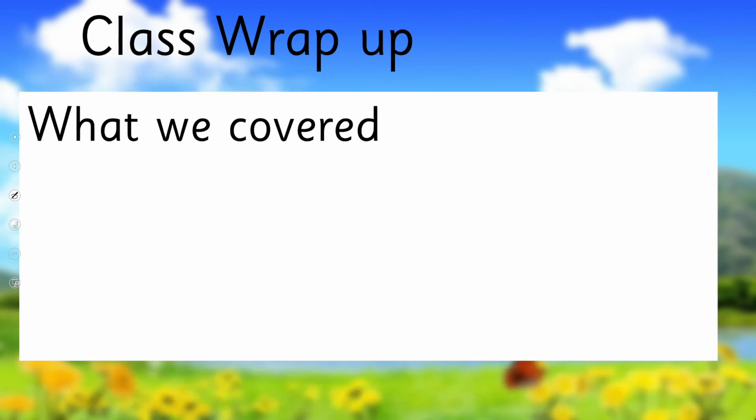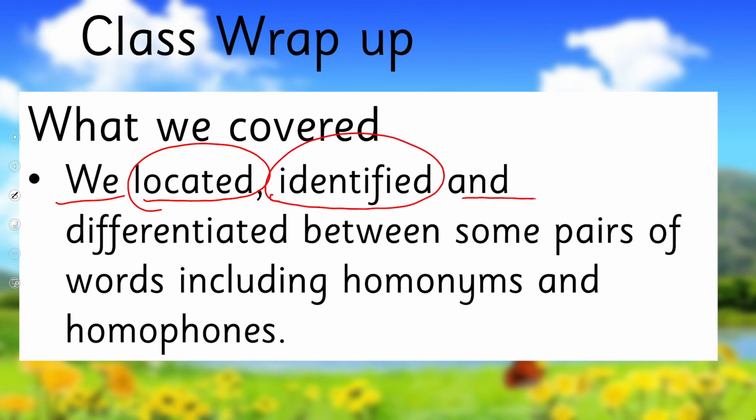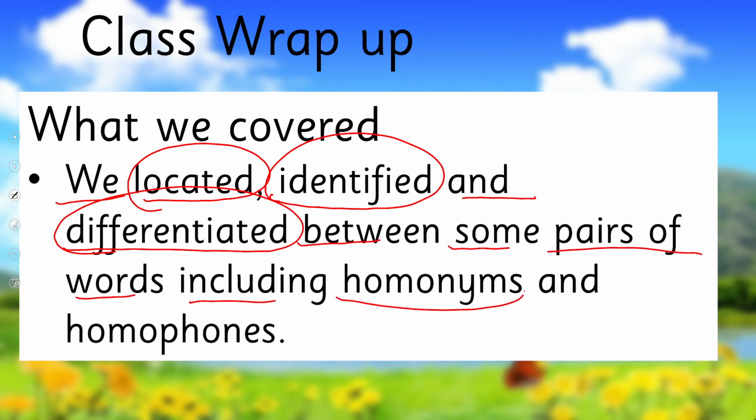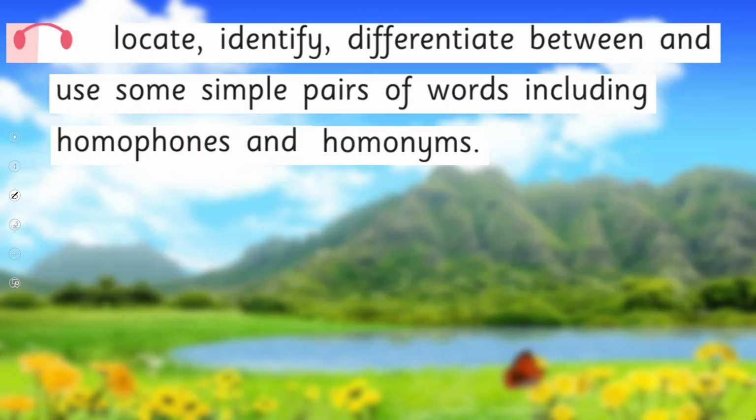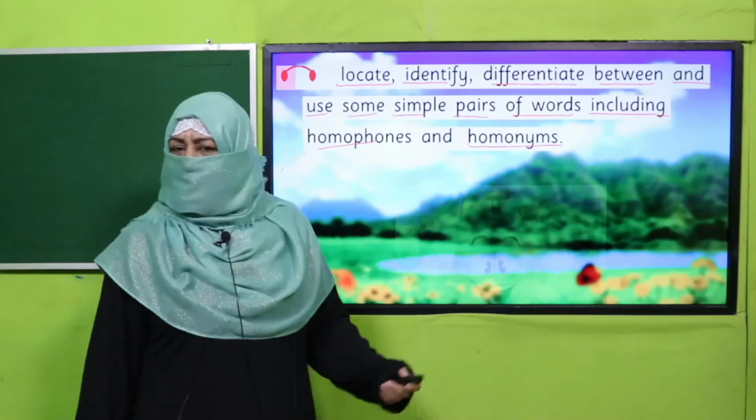So in this way we achieved our goal. And one thing more we learned. We located, identified, and differentiated between some pairs of words including homonyms and homophones. Right? So in this way, we achieved our today's SLO, that was to locate, identify, differentiate between and use some simple pairs of words including homophones and homonyms. Are we done with it?